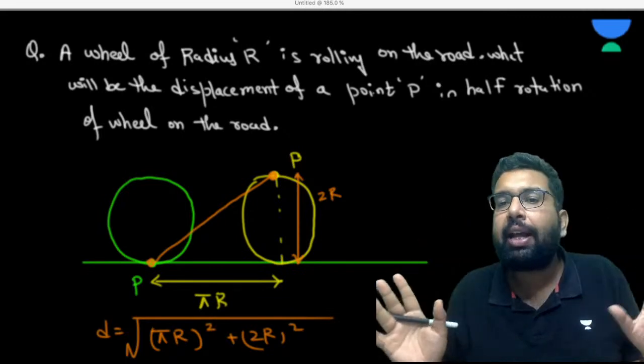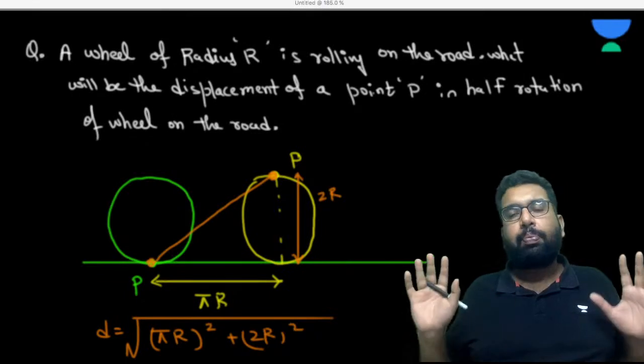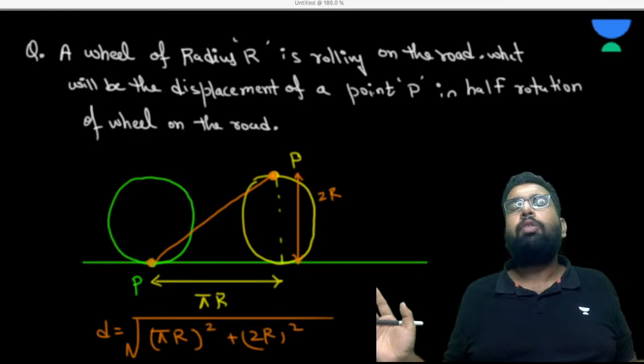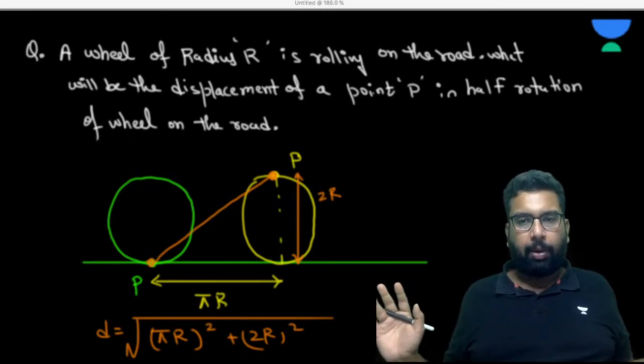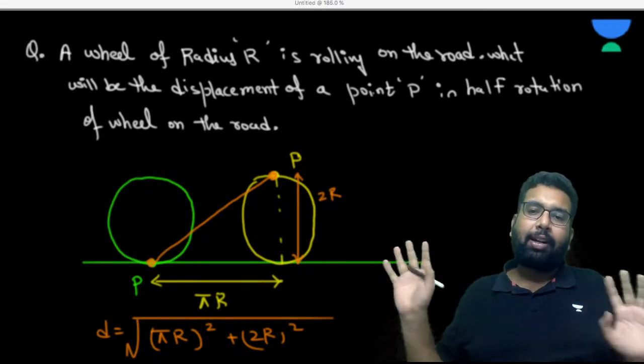If any quantity has direction but does not obey the vector law of addition, that means it is not a vector quantity, like current. Current doesn't obey the vector law of addition. Are you getting my point? So, sir, is it obeying the vector law of subtraction? Or is there nothing like a vector law of subtraction?